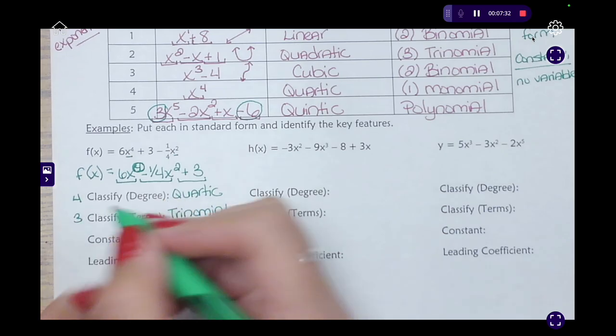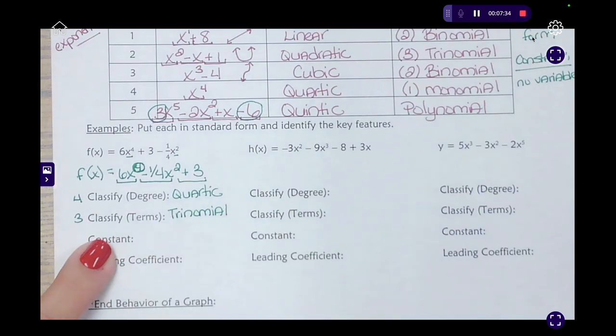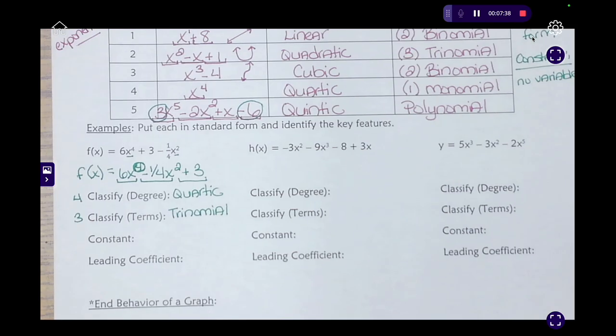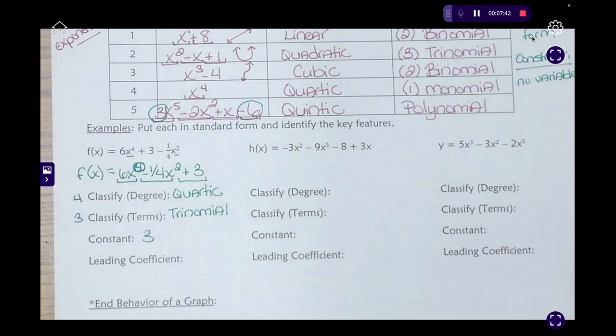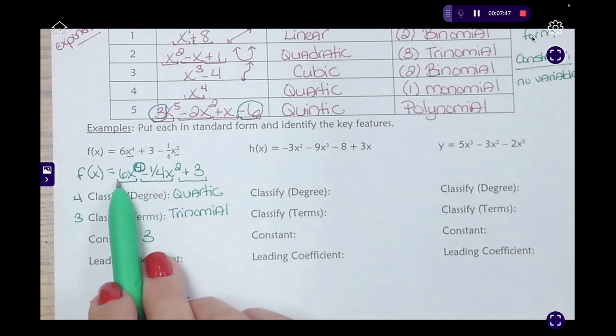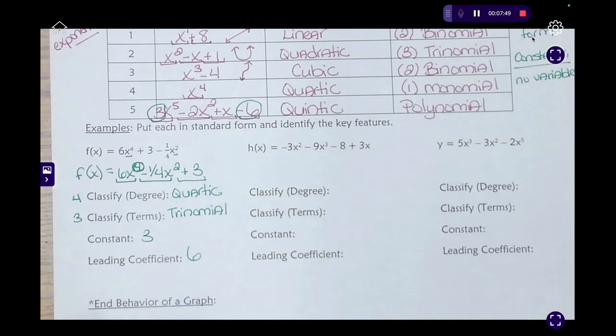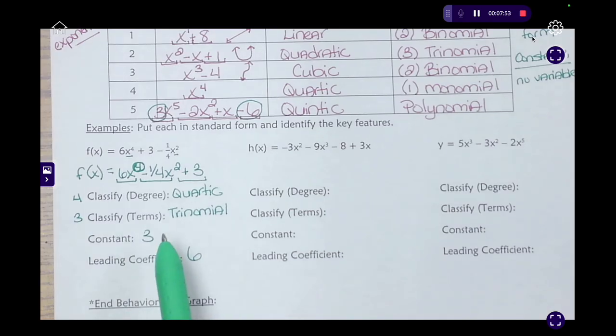So when you name a polynomial, you can name it 2 different ways, based off of the degree and how many terms it has. Okay, and then if I'm asking you to identify the constant, remember that's the number by itself. So that would be a +3. And then the leading coefficient, once it's in standard form, is that number in the front. So that would be the 6. That's how we go about identifying all of this information.